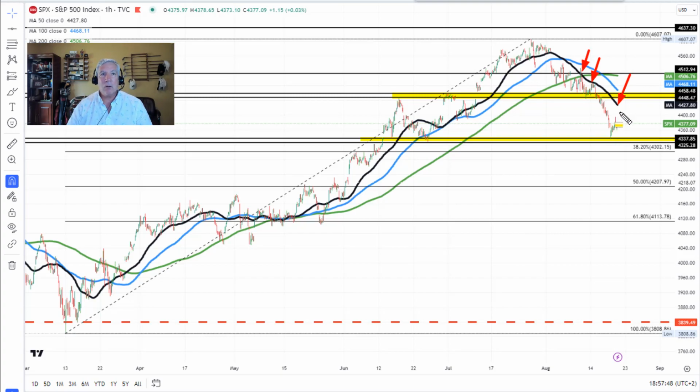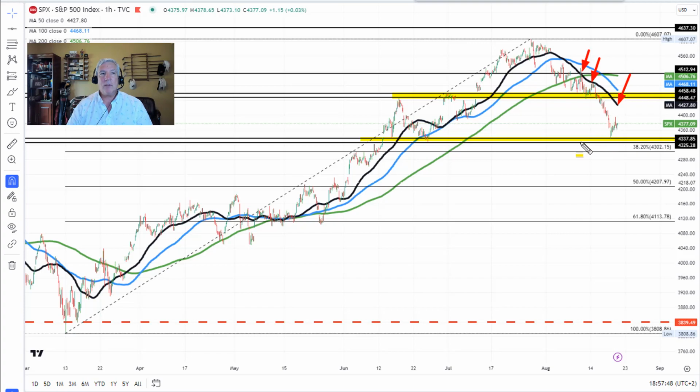Maybe not the long term, because the bias is still to the upside from the lows this year. But there is work to do if the buyers are to take more control in the short and intermediate term. Specifically, get above the 50-bar moving average, which currently is at 4427.80. Next, getting above this swing area between 4448.47 and 4458.48. And next, getting above this declining 100-hour moving average of 4468.11. That is moving lower. It's going to be into that yellow area in the next day or so. So be aware of that.